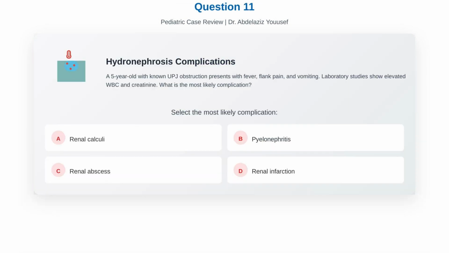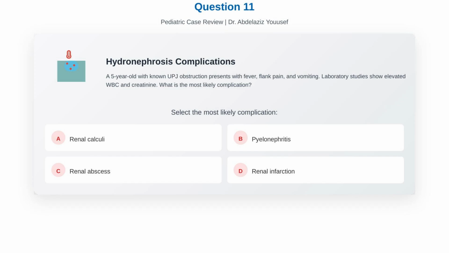A 5-year-old with known ureteropelvic junction obstruction presents with fever, flank pain, and vomiting. Laboratory studies show elevated white blood cell count and creatinine. What is the most likely complication? Option A, renal calculi. Option B, pyelonephritis. Option C, renal abscess. Option D, renal infarction.